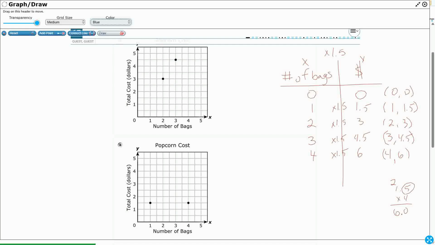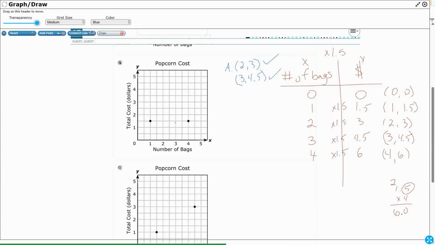All right, so what points do we have here? I see (2, 3), so I'm going to put an A here. (2, 3) is plotted, as well as (3, 4.5). All right, so how does that look? (2, 3), yes. (3, 4.5). A looks pretty good. Let's keep verifying.